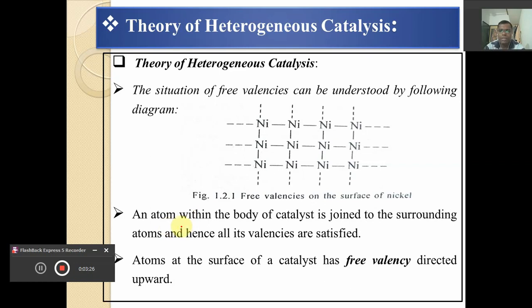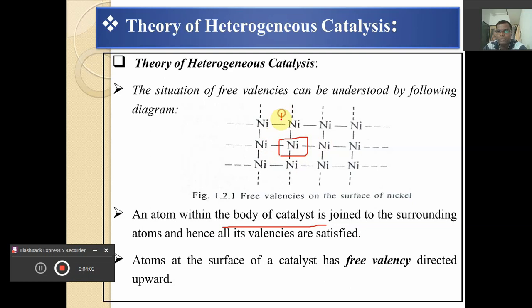Actually, an atom which is present in the body of the catalyst is joined to the surrounding atoms, and hence all its valences are satisfied. Suppose you take this nickel. This nickel has a bond with the neighboring nickel, and so it forms four bonds. All four of its valences are occupied by neighboring atoms, and that's why all its valences are satisfied.